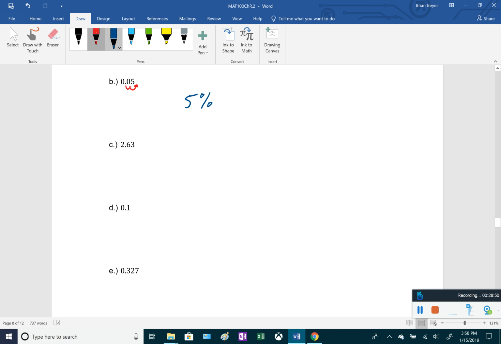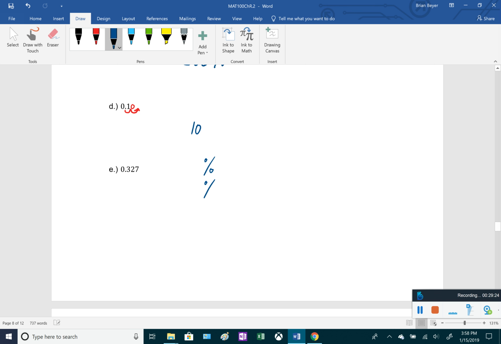Next, 2.63. Move it to the right. That gets us to 263, so 263%. Okay, next one, 0.1. So we have to move it to the right by 2. So this time we have to put a placeholder 0. So that becomes 10. So it's 10%.